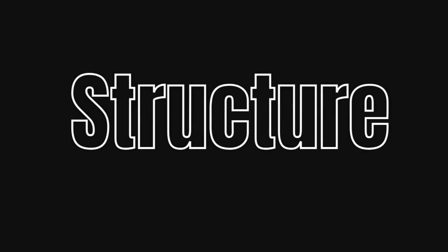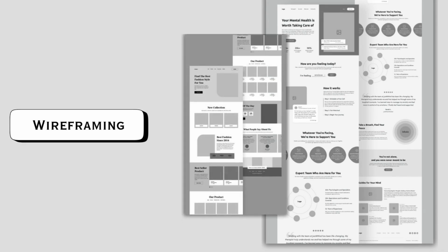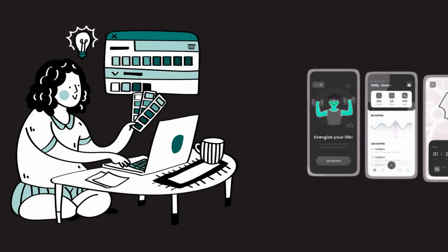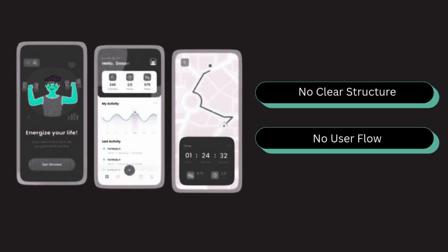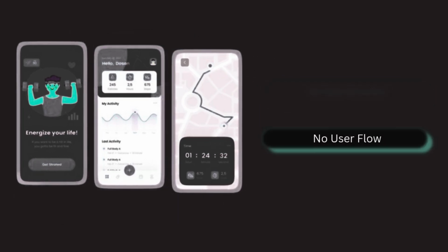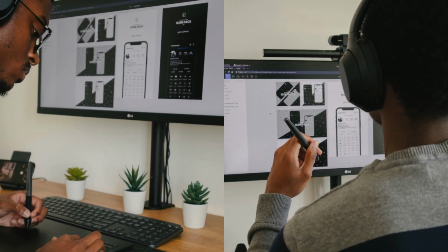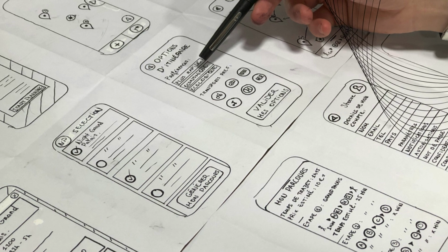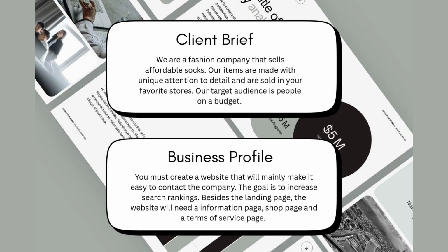The third principle is structure. This includes information architecture and wireframing. Most beginners start directly with designing screens, and that's where bad UX begins, as there is no clear structure or user flow. Smart and experienced designers always start with information architecture and wireframes before picking colors, fonts, and even touching UI. Based on the client brief and business profile, you need to think what their customers want.